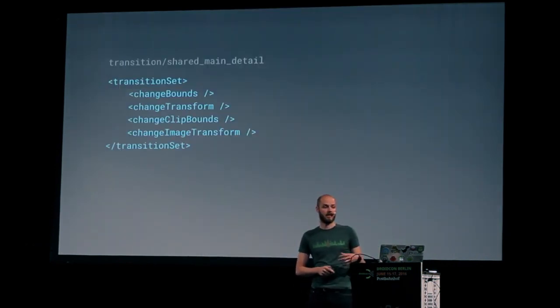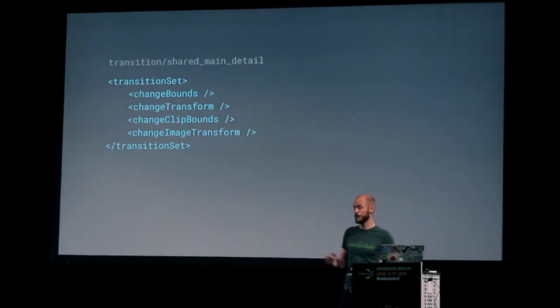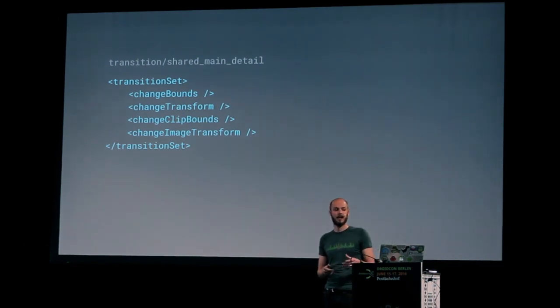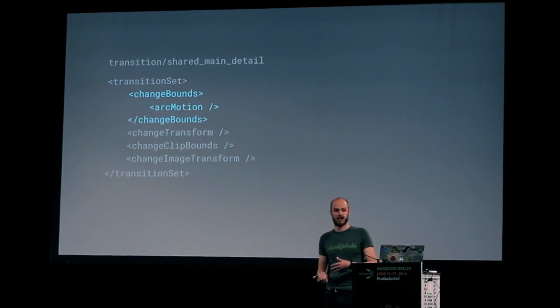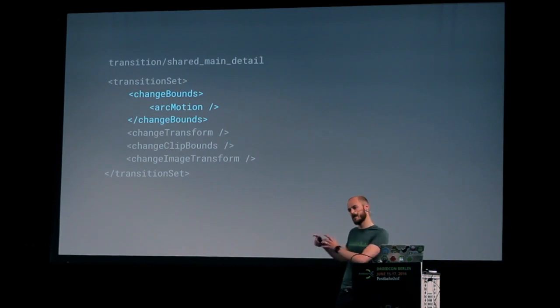So how did we do this? A transition set which already contained the change bounds, so changing the size and the position of the view, transform, the clip bounds as well, and the image transform. We just add arc motion to the change bounds as another transition in there, so that the change bounds will actually apply this motion.